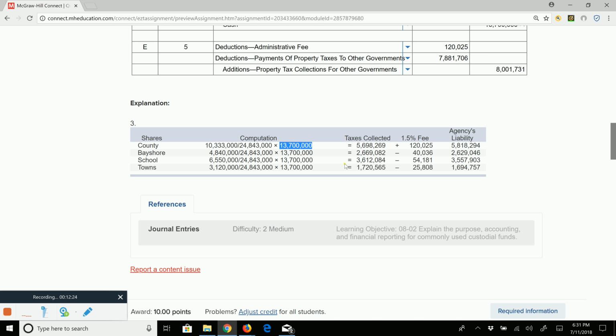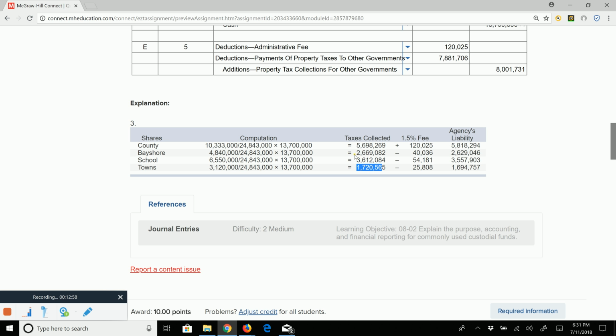Now, we can't stop there and say, okay, these are the amounts that we collected on behalf of these four governments, and we will disperse as that. No, there's one extra step we need to take. Remember what I said earlier. The county is the one that's doing all the work. They have the custodial fund. So as we said in the directions to this particular problem, the county is going to get basically a 1.5% fee from all of the participating governments.